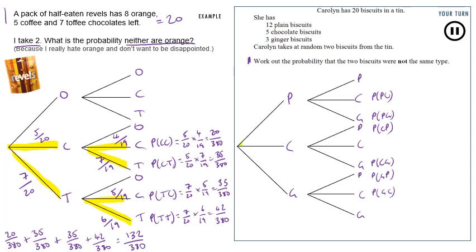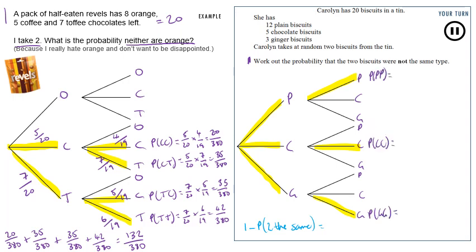Now, there's 3 ways that they could be the same type. And we know that all these 9 possible outcomes at the end, because they're exhaustive events, have all got to add up to 1. So we could do 1 take away the probability of getting 2 the same. And that will give us the answer as well. Just a bit of a quicker way to do that. So we'll work it this way and find these 3 probabilities.